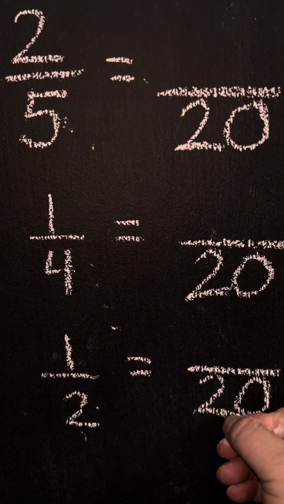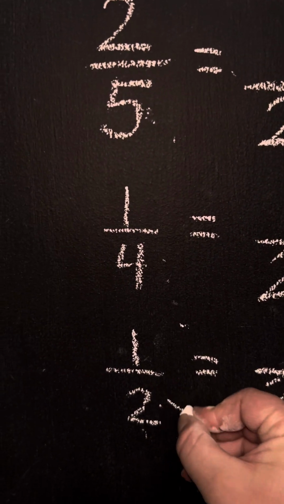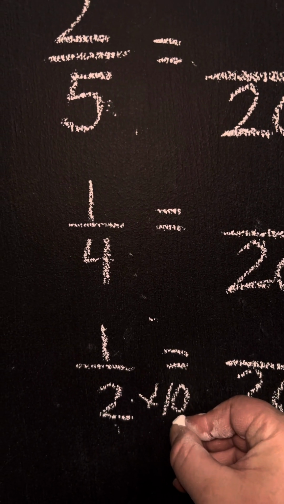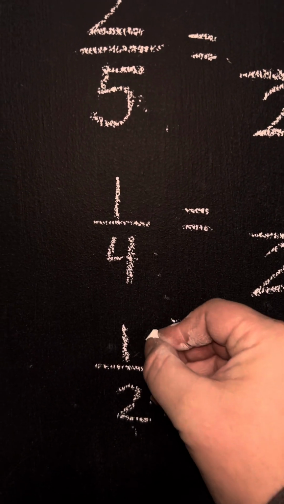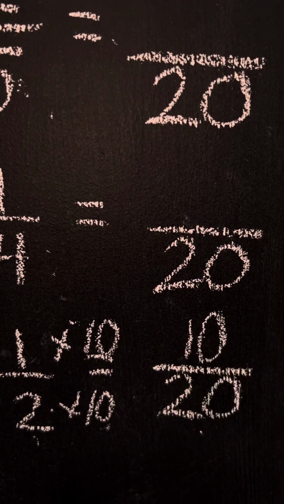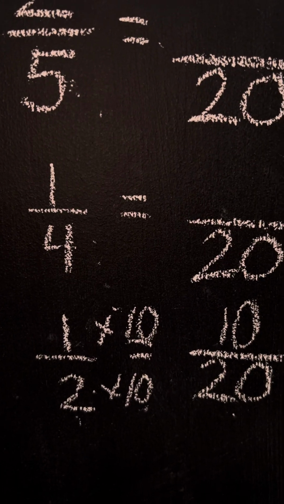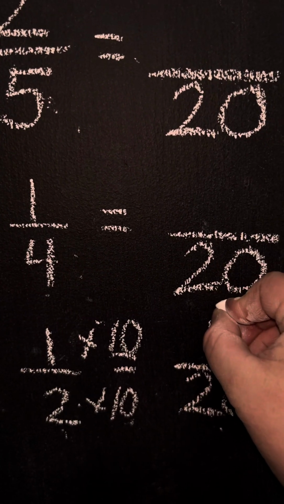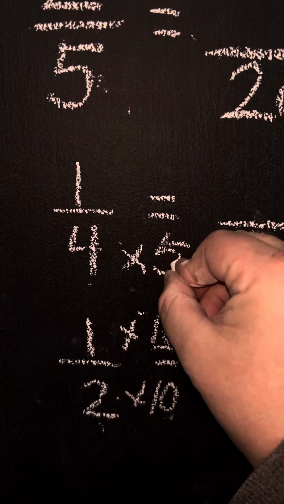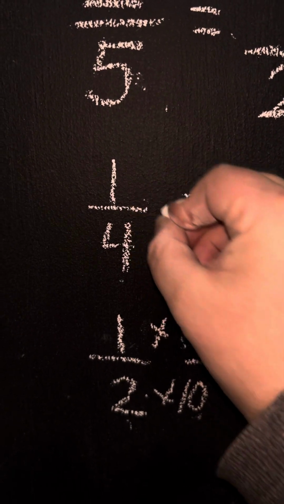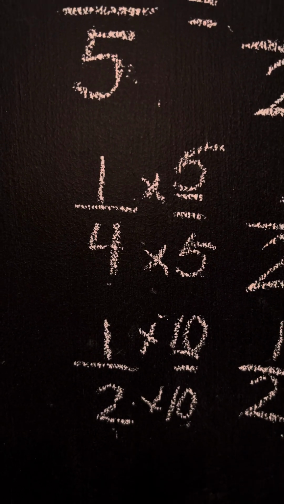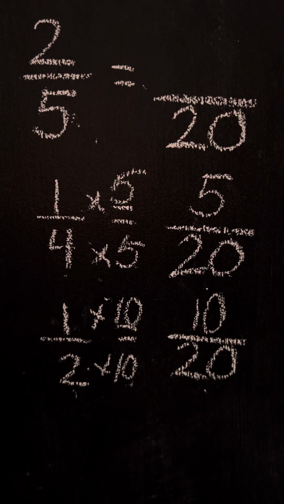2, 20. 2 times what's 20? 2 times 10 would be 20, right? So whatever one we did here, we do the same number here. 1 times 10 would be 10. So the numerator for that one is 10. All right, then go to the next one. 4 times what's 20? 4 times 5 equals 20. So since we used a 5 here, we'll use a 5 for the one up here. 1 times 5 equals 5. And so the numerator for that one is 5.